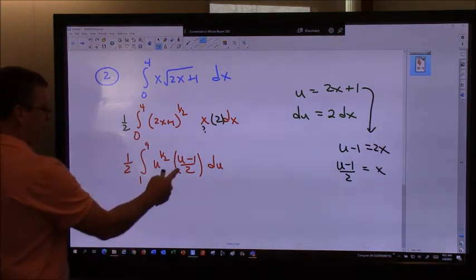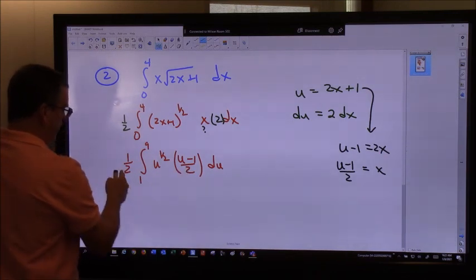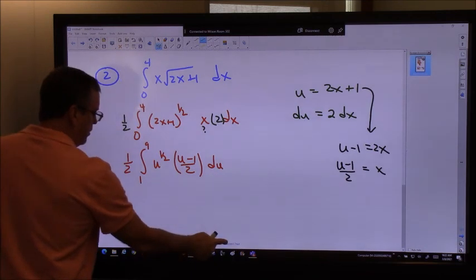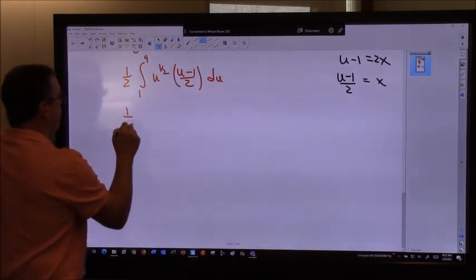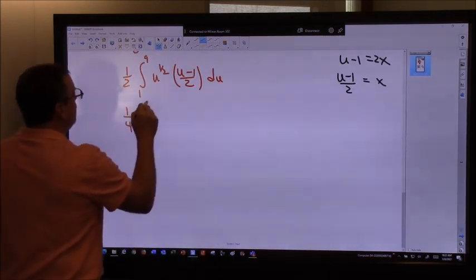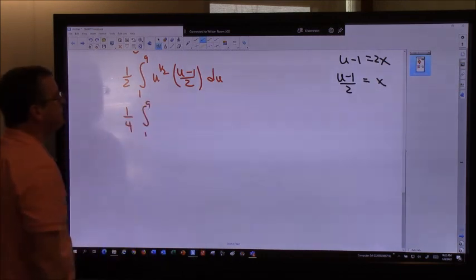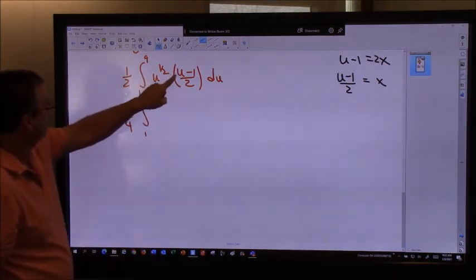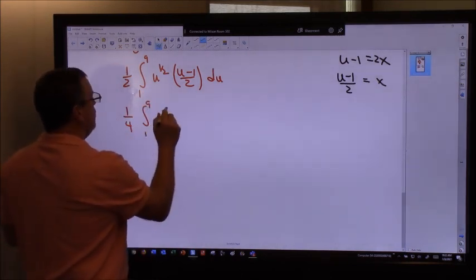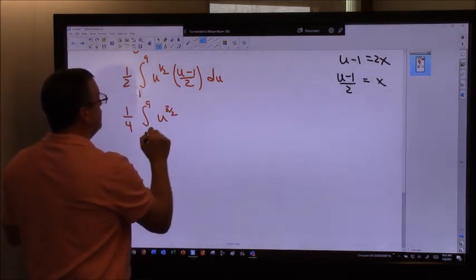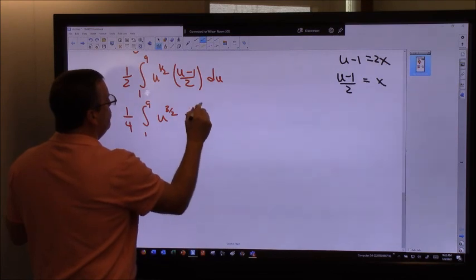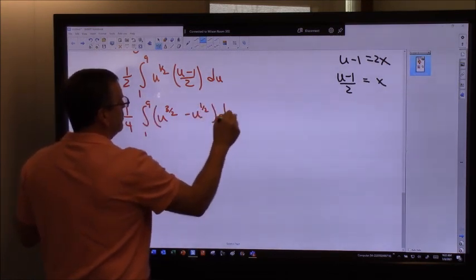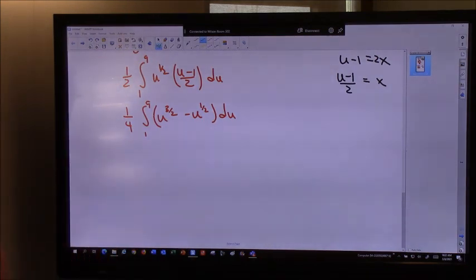And so now I'll bring this 2 out in front. It's in the denominator here, so it's got to be in the denominator here. So that means I've got 1/4, the integral from 1 to 9. And I've already moved the 2 out, so when I distribute this, I get u to the 3/2 minus u to the 1/2. Now we're ready to solve our integral.